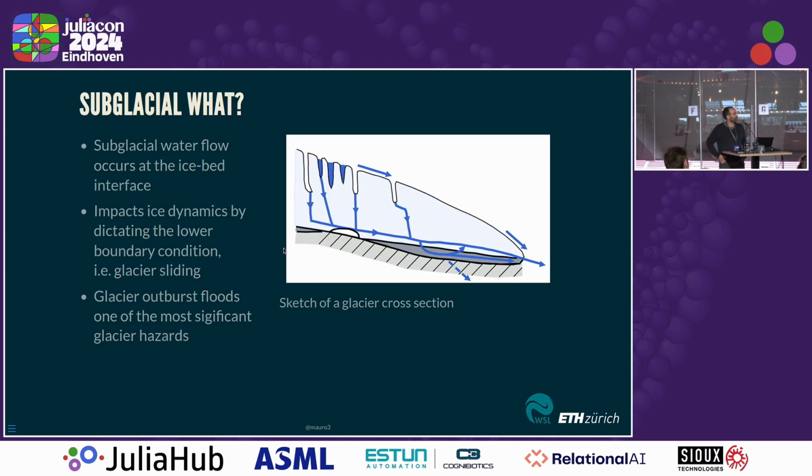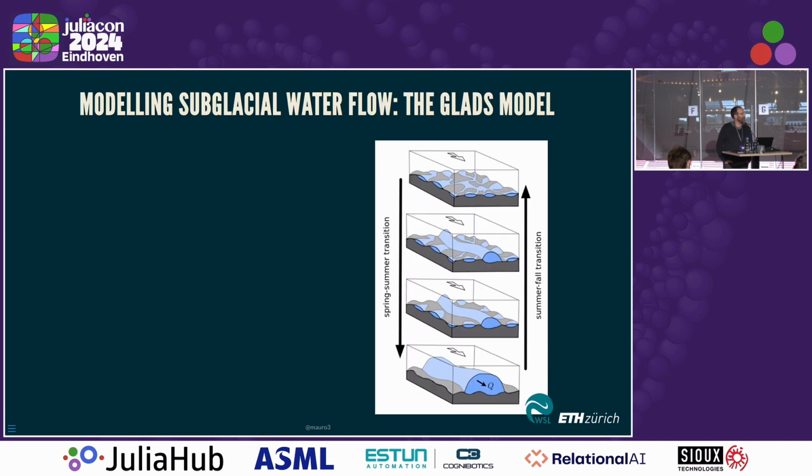Okay, so what is subglacial water flow? It occurs at the ice bed interface. It impacts ice dynamics, which is one of the important bits, through the boundary conditions, but there are also other interesting features, like glacier lake outburst floods, which are an important hazard. On the left you see a sketch of a glacier, and the blue lines indicate possible water flows. And here is a sketch of how this system may evolve during a season.